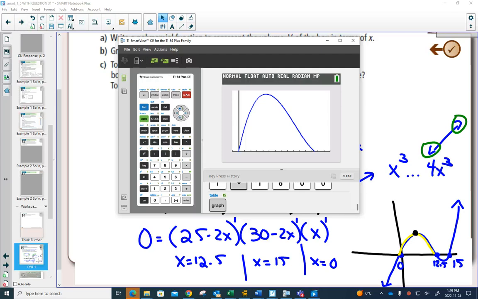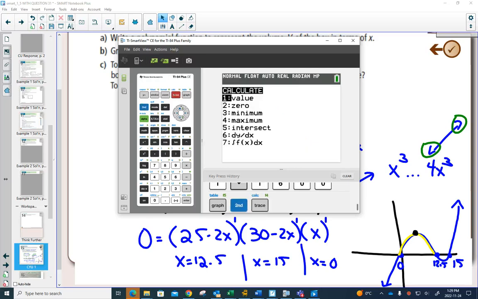But I had to know something about my graph in order to do that. I had to know the domain from thinking about the question, and then I could use the table to see how big the values get. Now I want to find this maximum. On Desmos, I think you just click on it. It's really nice. Click, found it. On the graphing calculator, you have to calculate it by going second, calculate, number 4, the maximum.